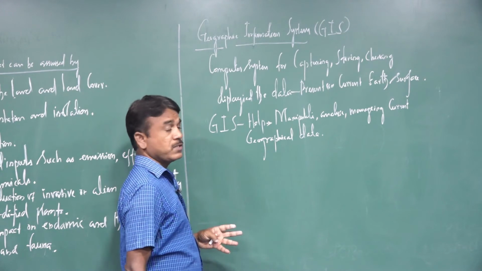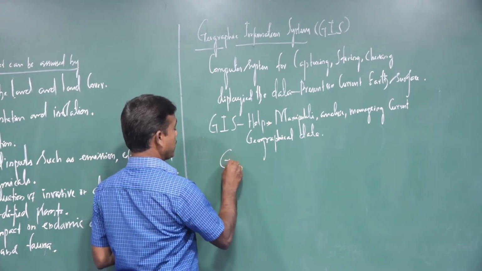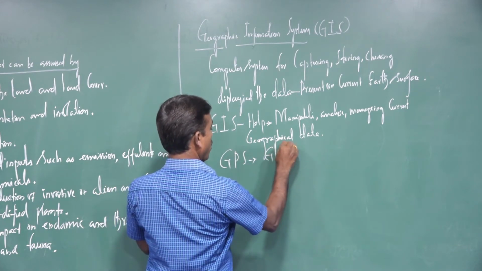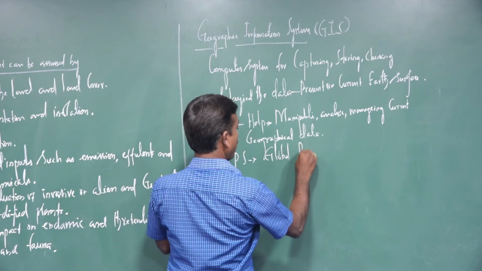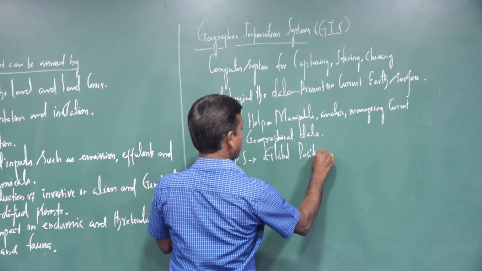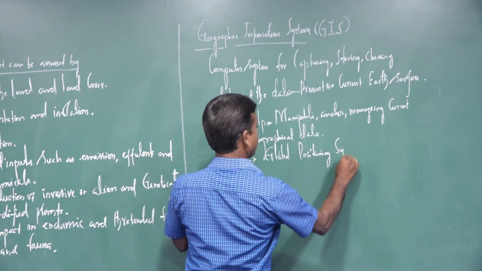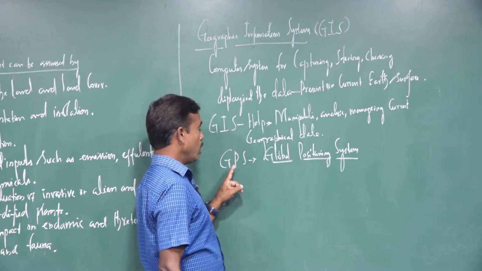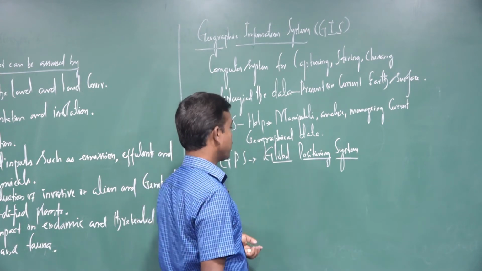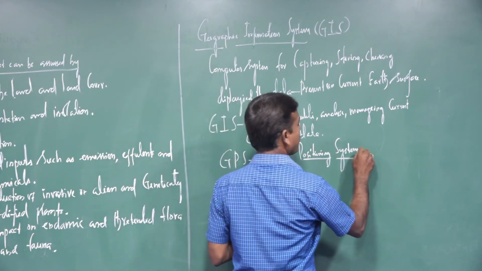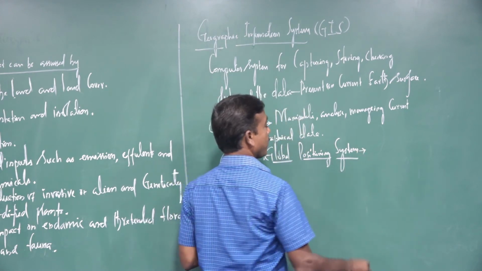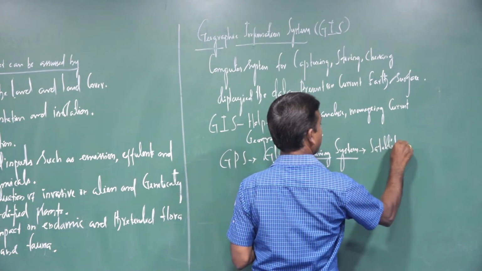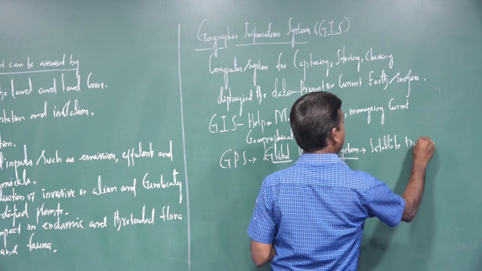Since the geographic information system also includes GPS, as we call it, the global positioning system. The abbreviation of GPS is global positioning system. Global positioning system is also known as satellite navigation system.